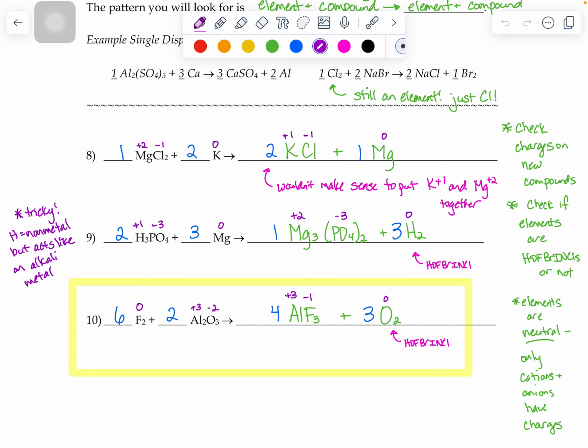So when you put +3 aluminum with -1 fluoride, we'll get AlF3. It kicks out the oxygen to be by itself, but oxygen's a Hofbrinkel. So we can't just write O, we'd have to write O2. Then we have to balance the reaction overall with our blue coefficients, 6, 2, 4, 3.